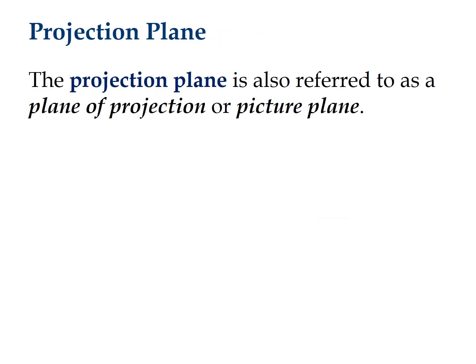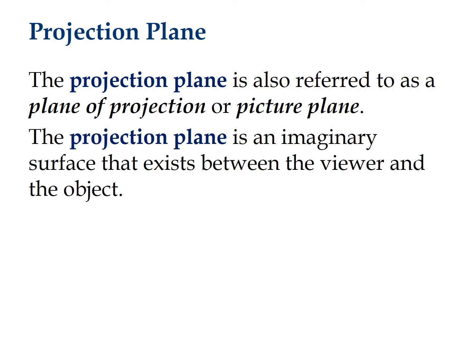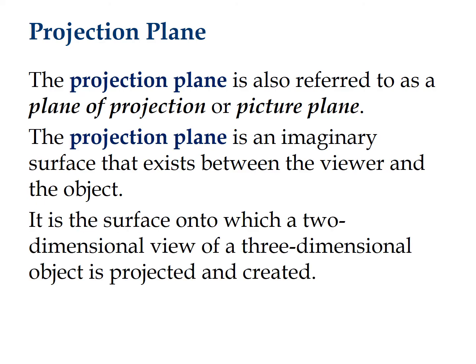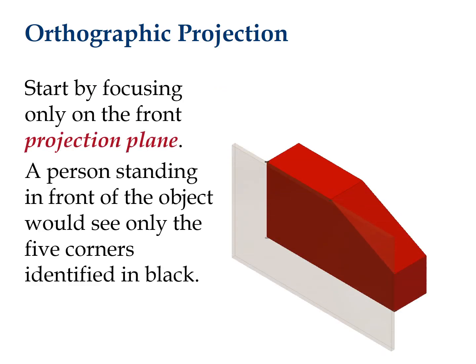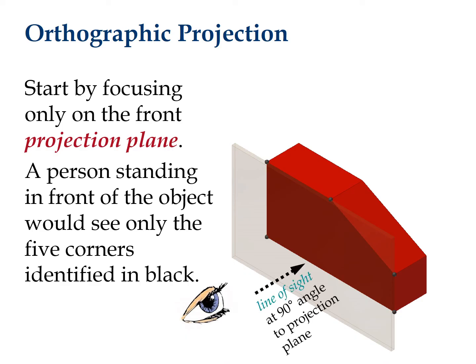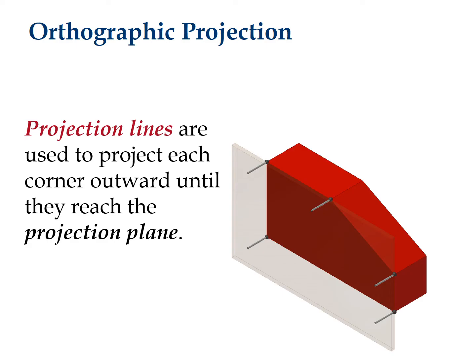The projection plane is also referred to as a plane of projection or picture plane. The projection plane is an imaginary surface that exists between the viewer and the object. It is the surface onto which a two-dimensional view of a three-dimensional object is projected and created. Start by focusing on the front projection plane. A person standing in front of the object would see only the 5 corners identified in black. Projection lines are used to project each corner outward until they reach the projection plane.